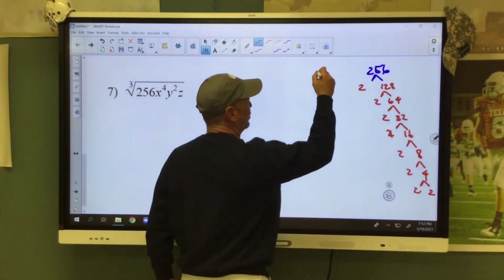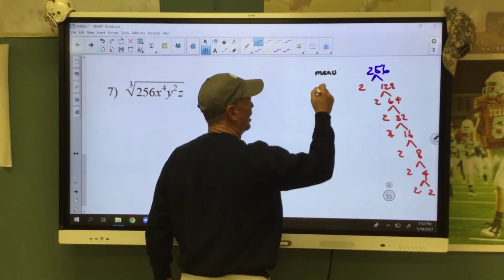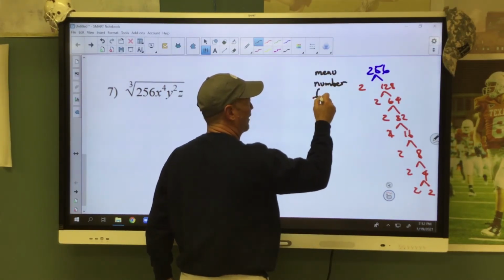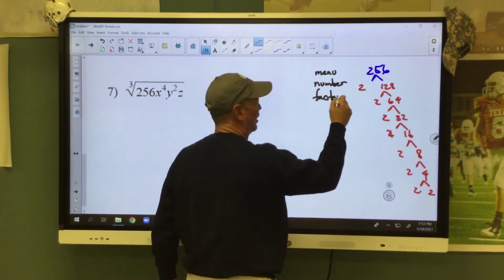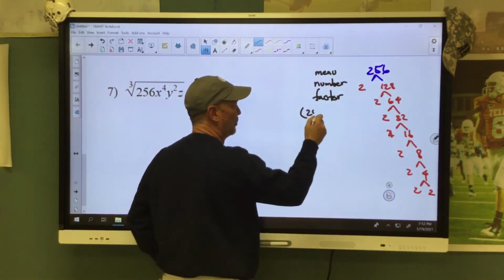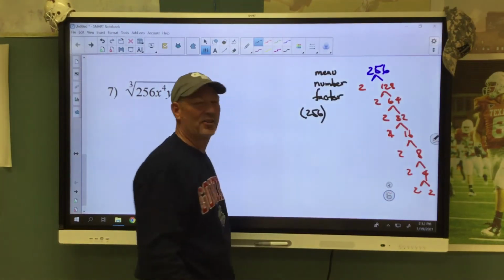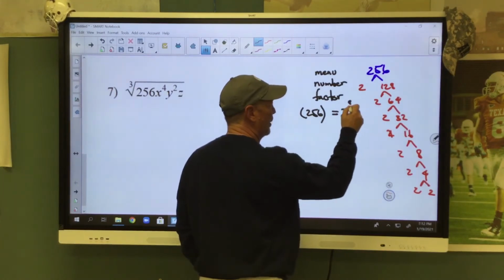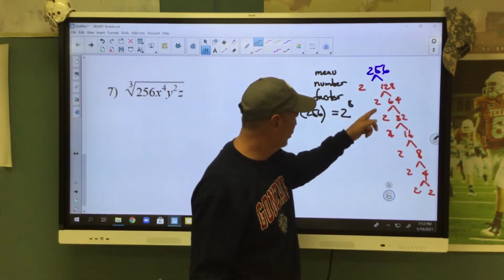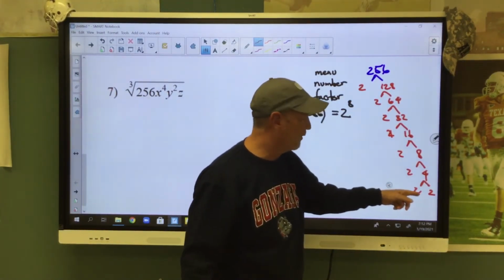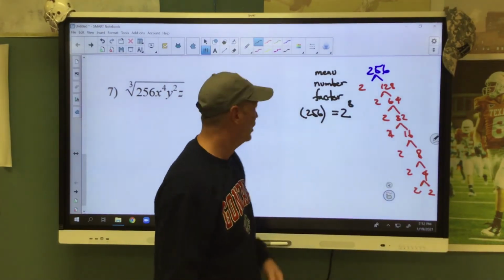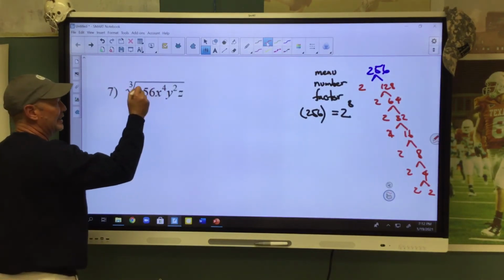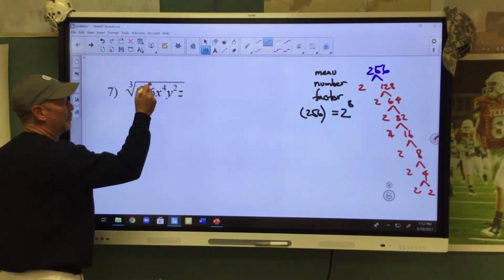We would say menu, number, and we would say factor. And we would put 256 in the parentheses, and we would hit enter, and our calculator would say 2 to the 8th power. 1, 2, 3, 4, 5, 6, 7, 8. 2 to the 8th power. So we're over here and we're looking at this and we're saying 256 is the same thing as 2 to the 8th power.